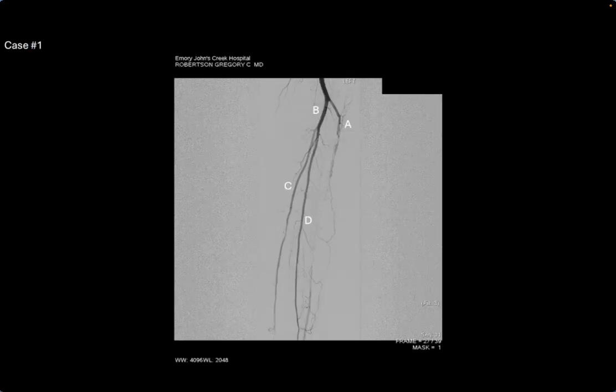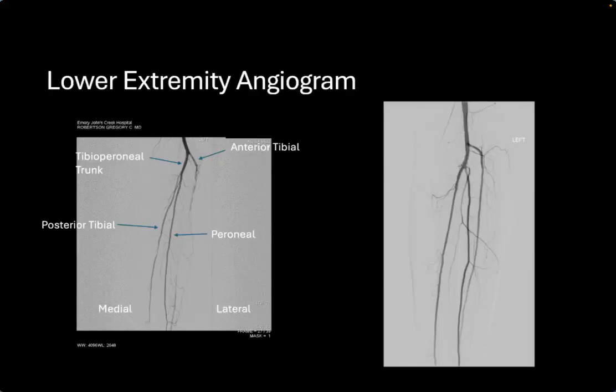How this is going to work in general is I'll introduce the case. I recommend that you pause the video, give yourself some time to think of the answer, and then I'll move on to the next slide. All right, so case 1. Name the anatomy. So this is a lower extremity angiogram.